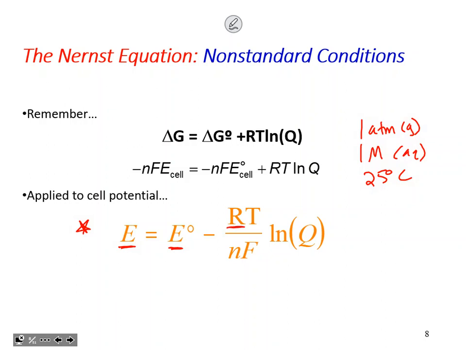So R, don't forget, is also on the formula sheet. It's 8.314 joules per mole times K. That one's on the formula sheet. Remember, temperature is always going to be in Kelvin.